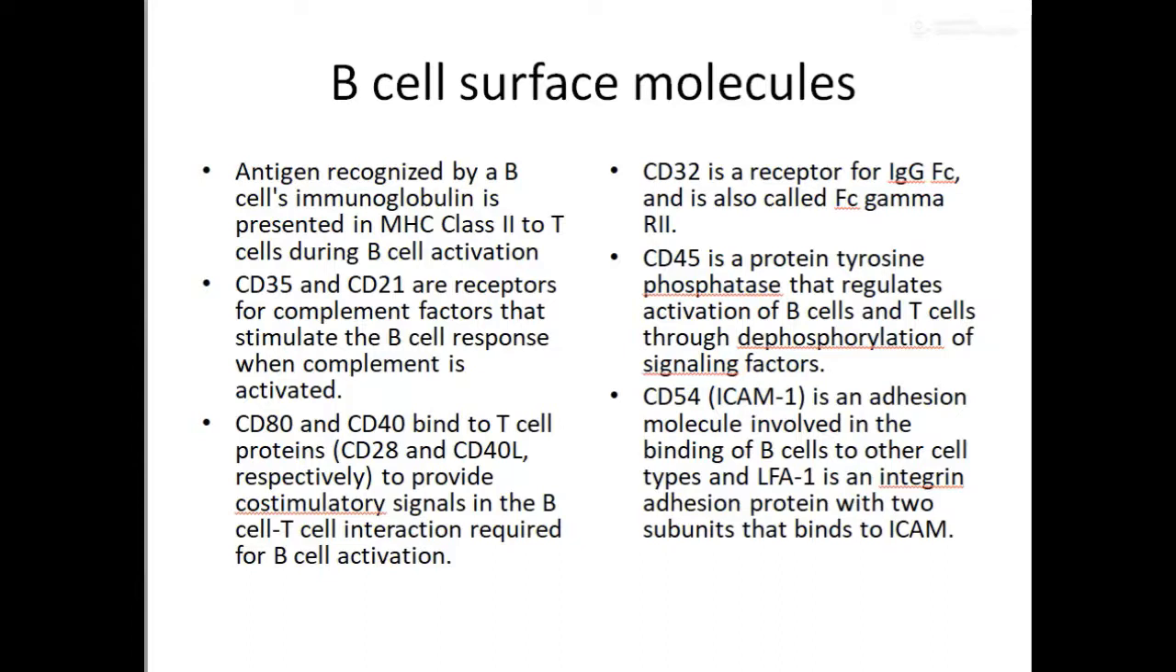Then you also have CD35 and CD21 receptors where the complement factors can bind once the complement is activated, because the immune system is totally linked. It is not one cell alone which helps us to fight against an antigen. Different molecules interact. So on the surface of the B cell itself, there are different markers. And CD80 and CD40 will bind to the T cell proteins and provide the co-stimulatory signal in B cell activation.